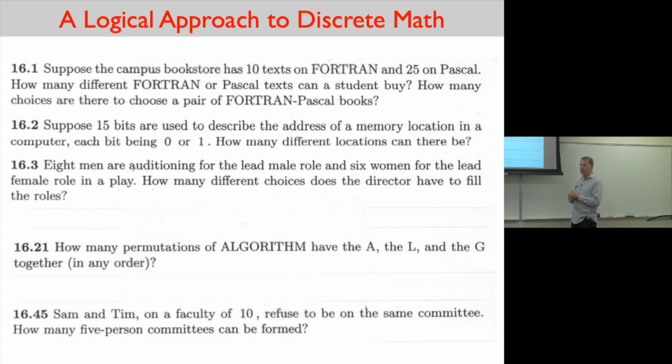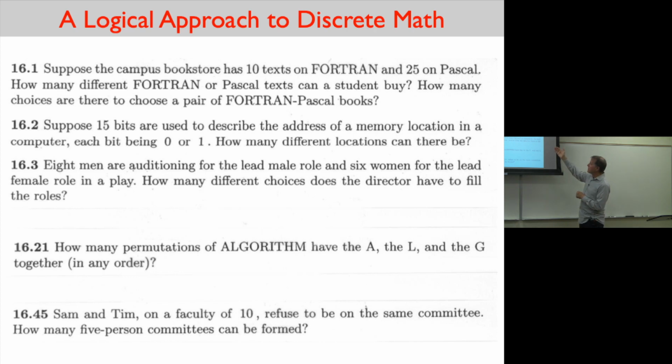Most compilers come with a Fortran compiler, and Pascal is also very old, and it's still around. Fortran is quite an amazing language. But anyway, they're both very old. You can tell that the book is a little bit old from the example here.